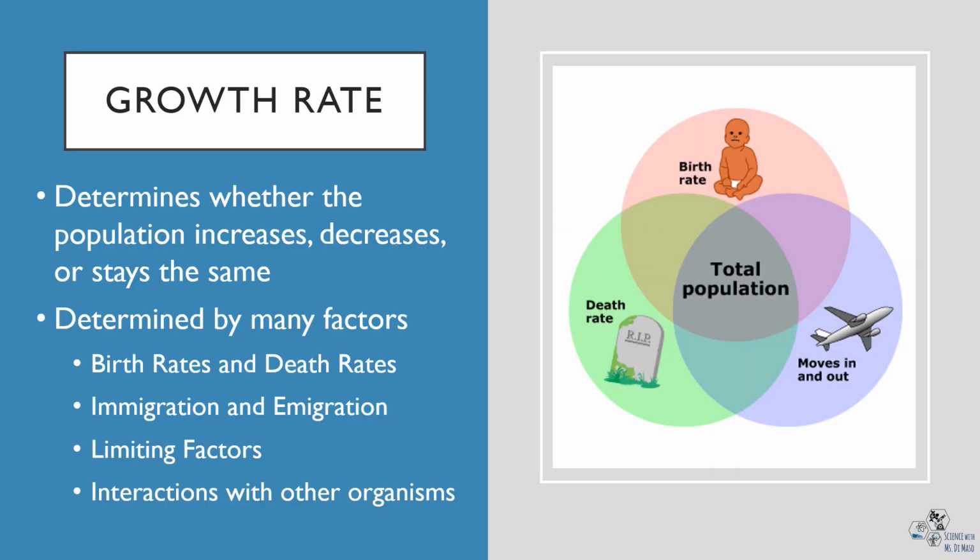Then we also have to take a look at the growth rate of the population that we're looking at. And this is affected by many different factors. What are the birth rates? What are the death rates? How many of these organisms are moving into the population versus how many are leaving? Immigration and emigration. We're also going to look at things like limiting factors. A population can only grow as large as the nutrients and space allow it to. So if there's not a lot of water, that's going to limit how large a population can grow. And then also the growth rate is going to be influenced by interactions with other organisms.